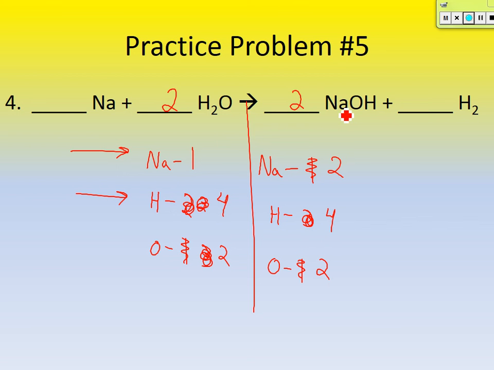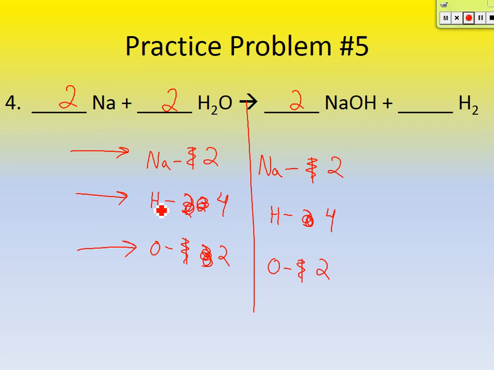So whenever you change a coefficient, I just made a mistake. You should always go through and change the rest of them. Okay. So are we balanced, guys? 1 sodium, 2 sodiums. So we're not balanced yet. How do I make 2 sodiums? Put a 2 right there. Now we've got 2 sodiums. So 2 sodiums, 2 sodiums.